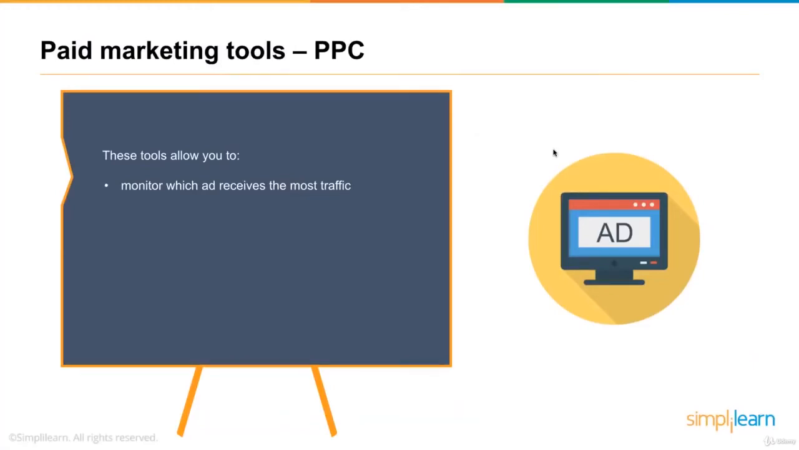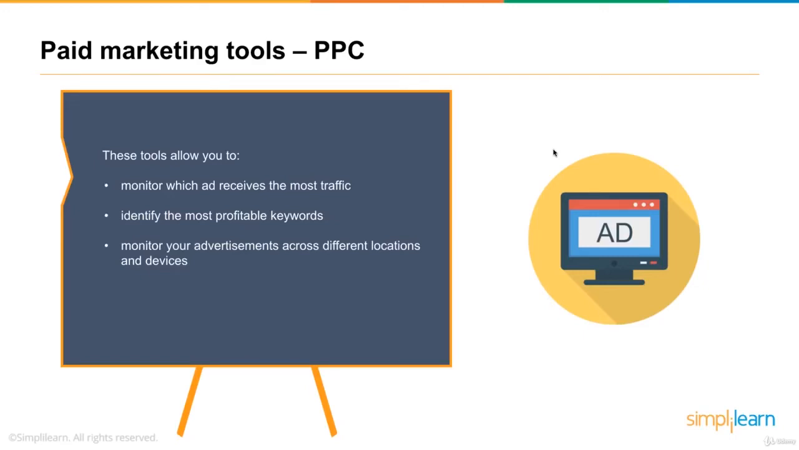Well, we want to be able to monitor how our ad's performing, so which ad receives the most traffic, as an example. We want to identify keywords that are performing for us. Are keywords converting, not converting? Are they costing us a lot of money and not netting a high enough return for us? So we want to keep an eye on that.